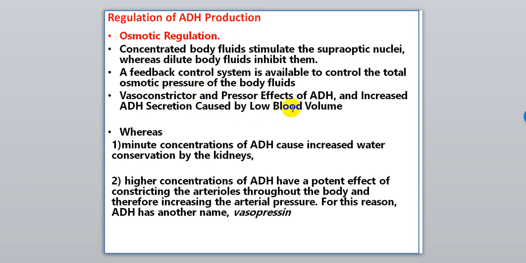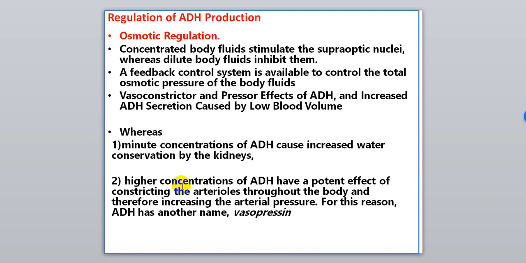Vasoconstrictor and pressure effect of antidiuretic hormone, and increased ADH secretion caused by low blood volume. Of course, blood volume is the main controller of secretion or inhibition of antidiuretic hormone, as shown in the first point. Whereas minute concentration of ADH causes increased water conservation by the kidney. We also explained this: if there is a decrease of ADH, there will be more excretion of water by the kidney, and here, conversely, an increase of the hormone causes reabsorption of water, and as a result concentrated urine.